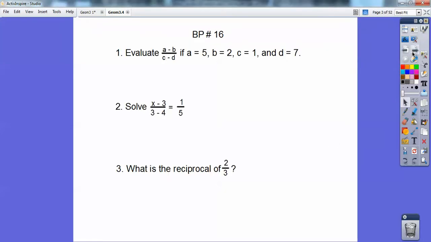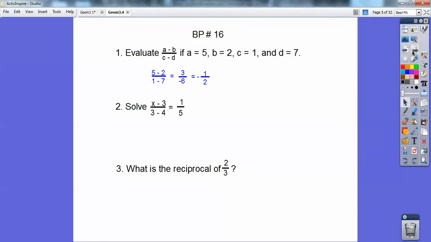Let's go ahead and begin with the board problem right here. So evaluate, so I'm going to plug in a equal 5, b equal 2, c equal 1, and d equal 7 into all of these right here. And then you just simplify that. 5 minus 2, 1 minus 7, 3 over negative 6 is negative 1/2.